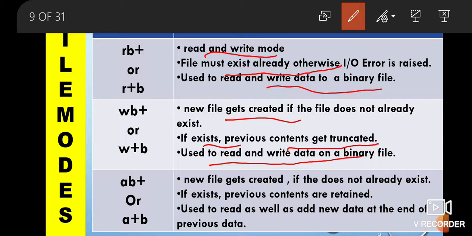Then the last one is AB plus or A plus B. Now this mode is involving append. Okay, so you are allowed to write data at the end of the previous data. So what happens here? If the file is not existing, a new file gets created. But if the file is existing, previous contents are retained. Clear? And you are allowed to read as well as add new data at the end of the previous data.